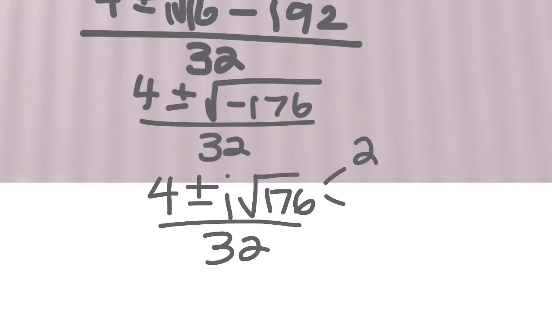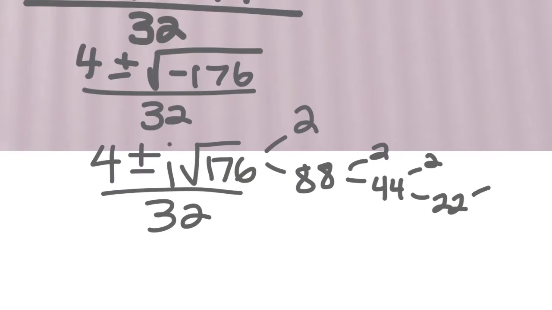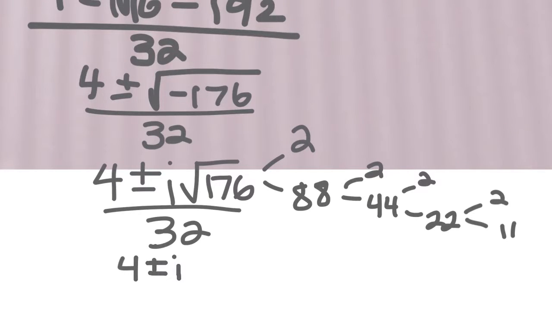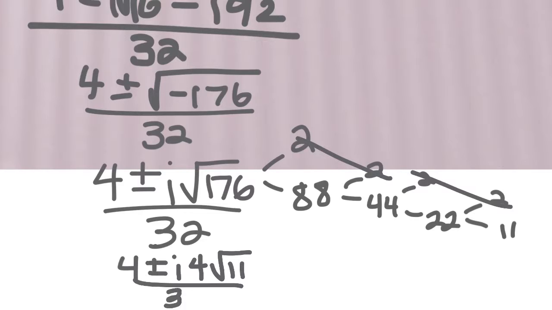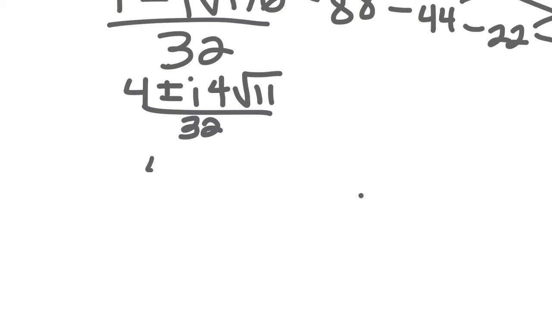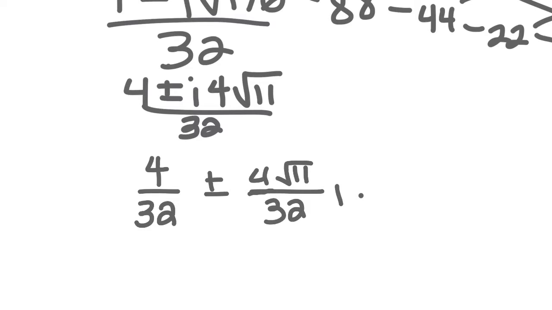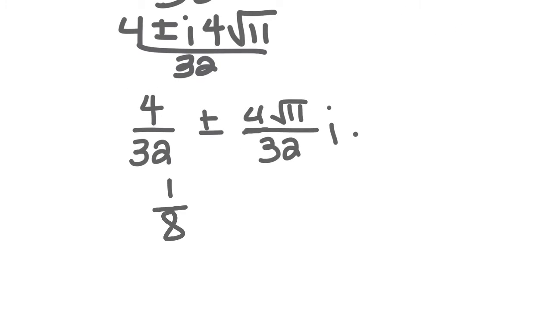176 is 2, and 88, 2, and 44, 2, and 22, 2, and 11. 4 plus and minus i, this is 1 pair of 2's, 2 pairs of 2's, so 2 times 2 is 4. Root 11 over 32. 4 over 32, plus and minus 4 root 11 over 32. I'm going to kick the i to the outside. This becomes 1/8 plus root 11 over 8i.